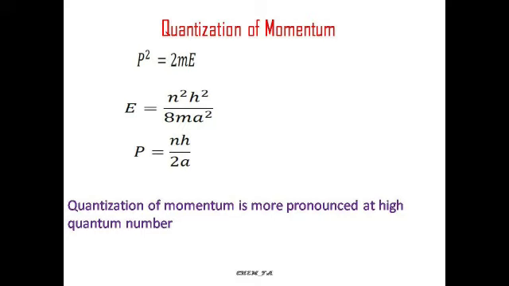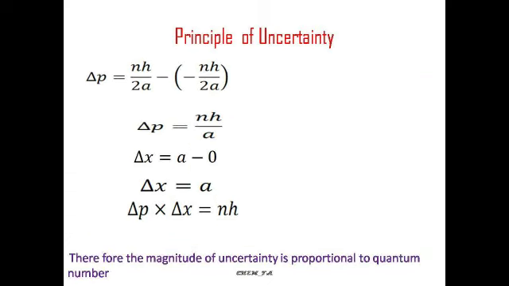Again, the quantization of momentum is more pronounced at high quantum number and becomes continuous if the length of the box becomes infinite. The third one, the Heisenberg uncertainty principle, has very good agreement with the calculation of position and momentum, which gives integral multiples of h, which is Planck's constant. So the magnitude of uncertainty is also proportional to the quantum number.